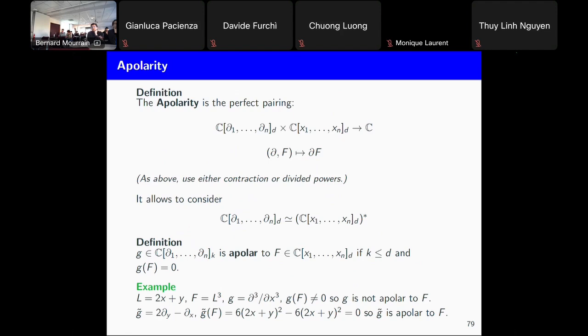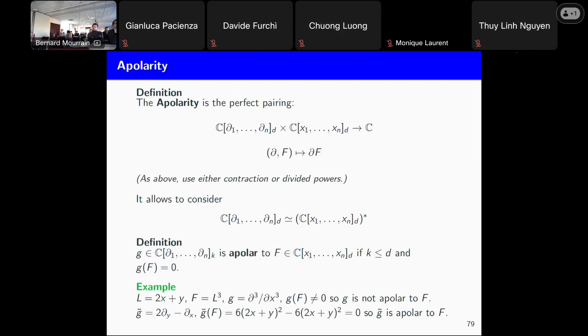So I may consider the space of partials being the dual of the space of polynomials of fixed degree, degree by degree. And now I say that some partial of some order is apolar to F if this partial kills F. Okay, it's a pairing, so I'm just pairing this.